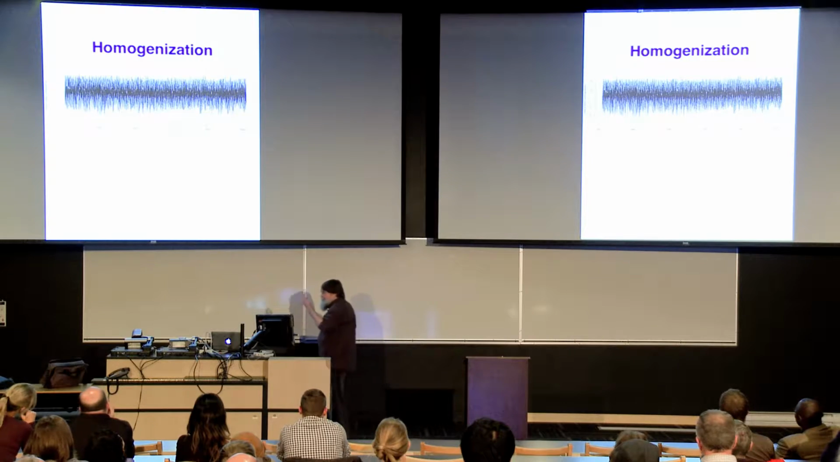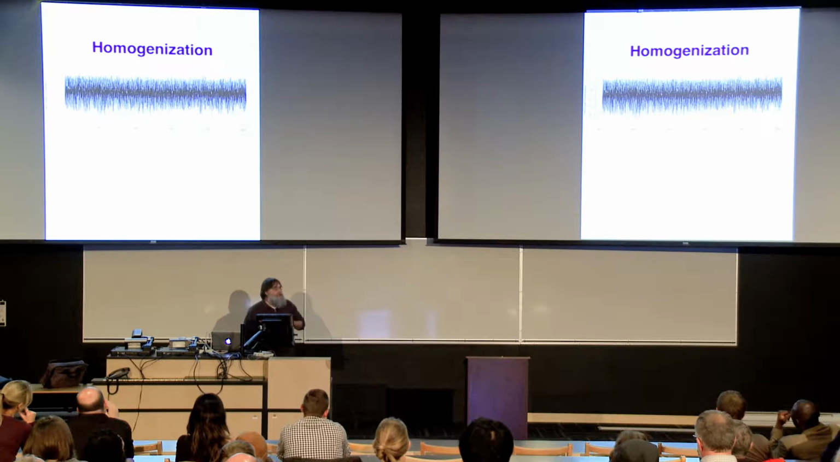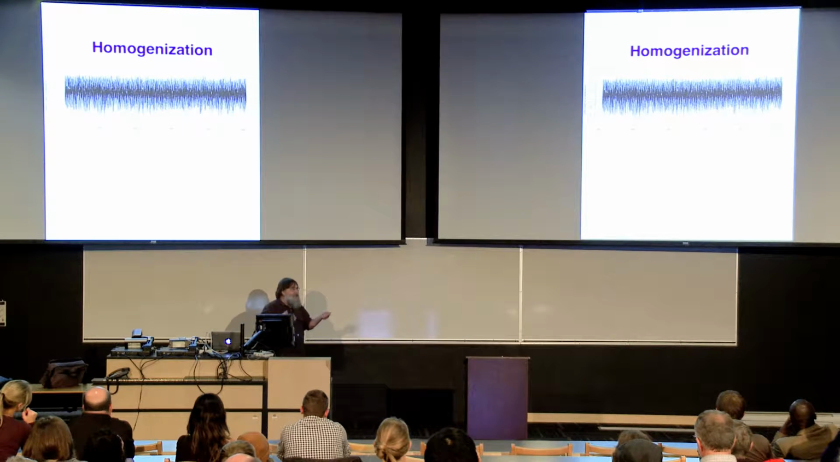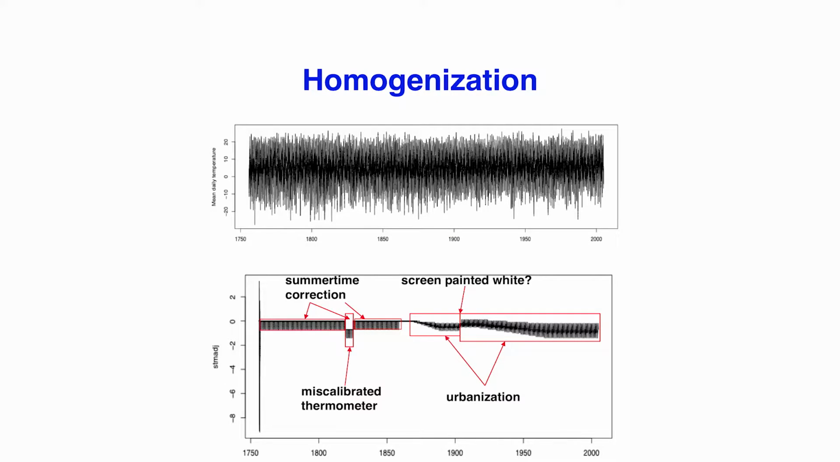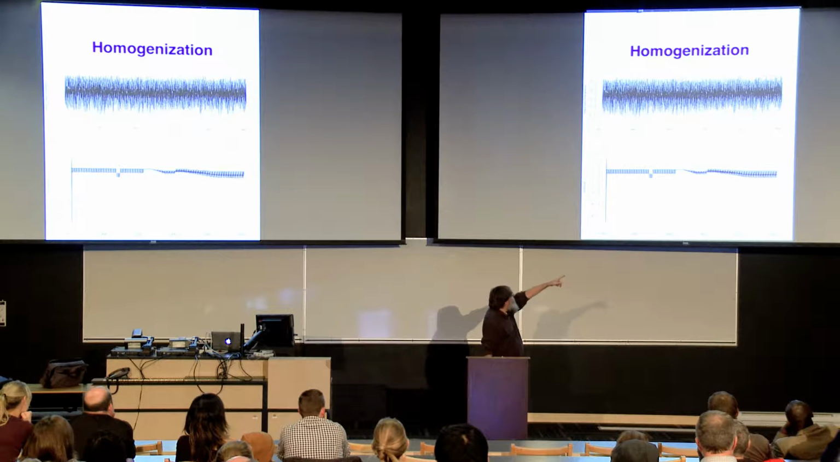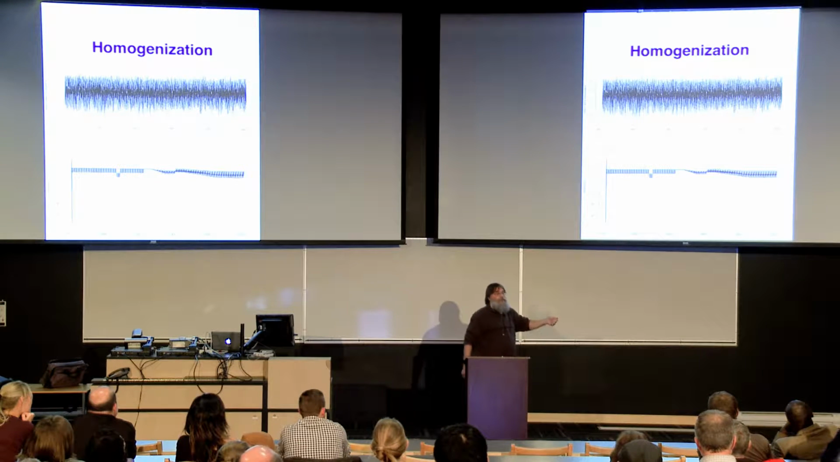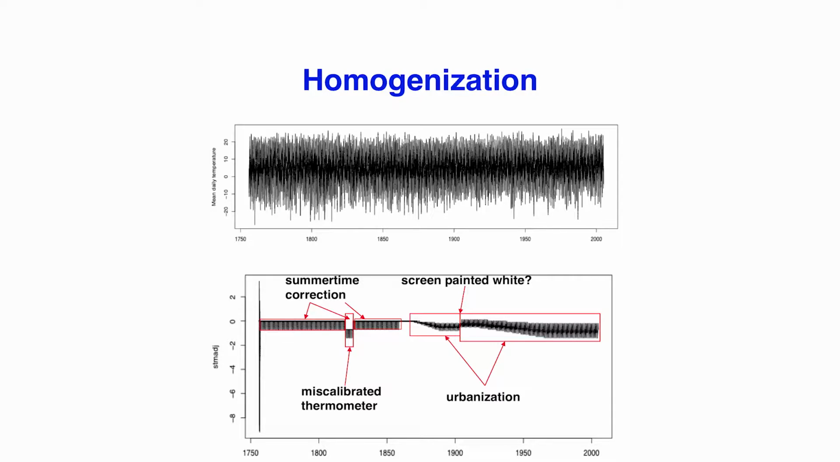There's a reason to expect that the minima are going to increase faster than the maxima. And the maxima in Stockholm don't increase that much. So what I showed there was the series as it was recorded. And what I have on the bottom is the difference between that and the adjusted series.